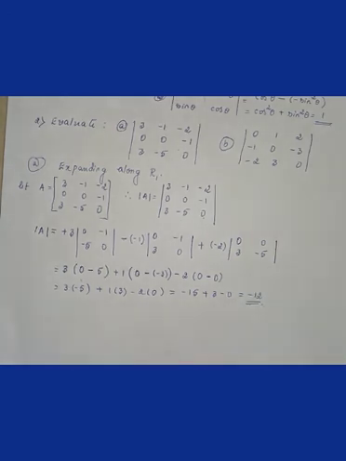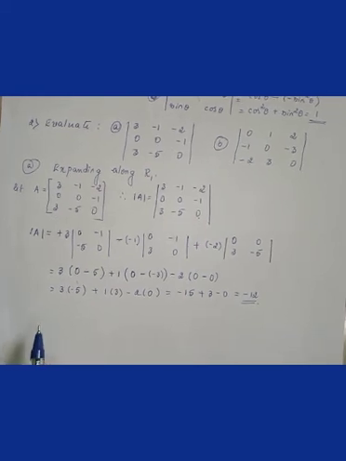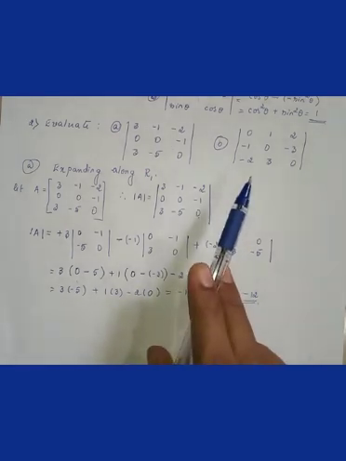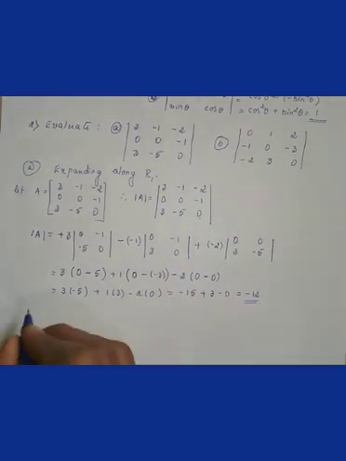So it's a real number. That may be negative or positive. So this is the evaluation of a 3 by 3 determinant. I'll consider one more example. I'll directly write the determinant here.